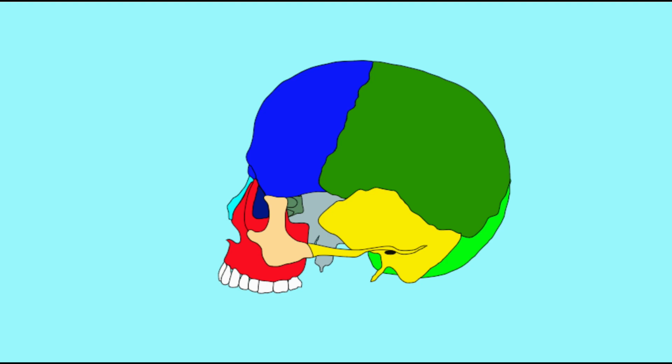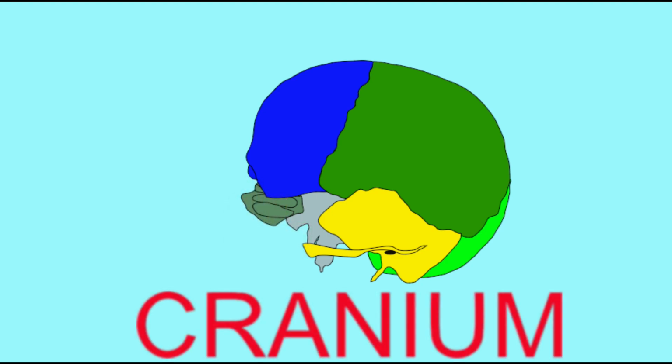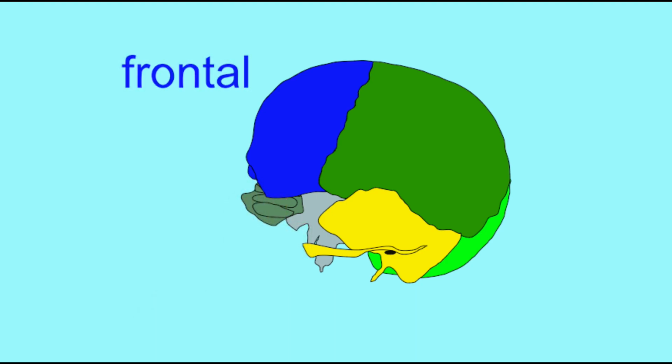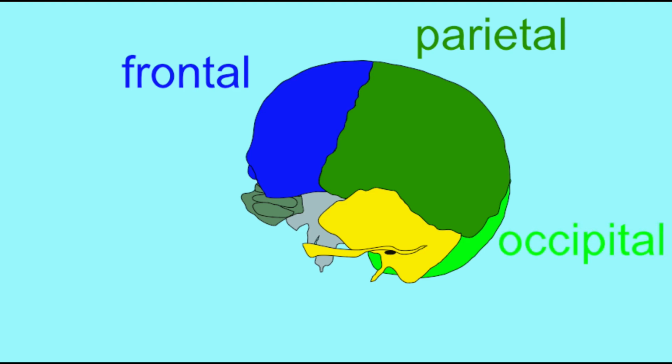The temporal bone is a complex bone. It is a bone of the cranium, helping to protect the cranial cavity where the brain is located, and it has a large number of structures.